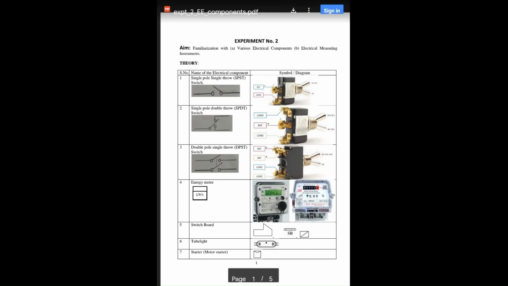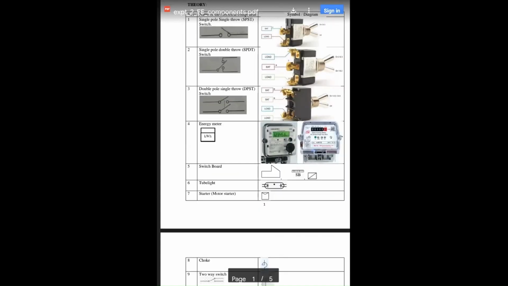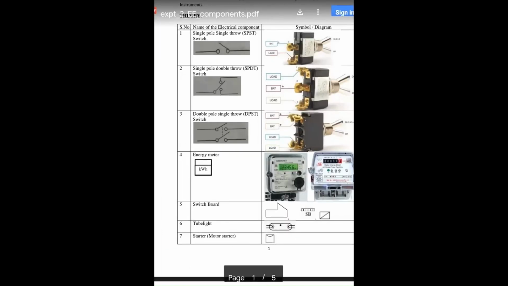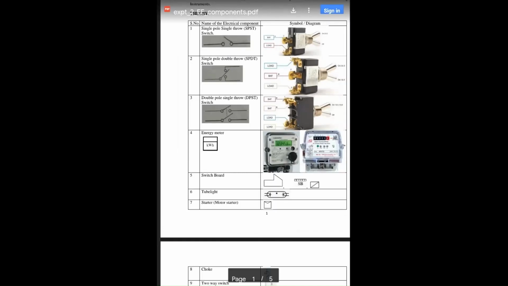So this is, again, not an exclusive list. The list may be very exhaustive, but it is just an idea about a few components and measuring instruments. Okay, and you have to remember the symbols. So first is the single pole, single throw switch.